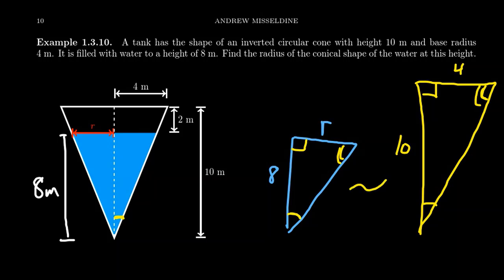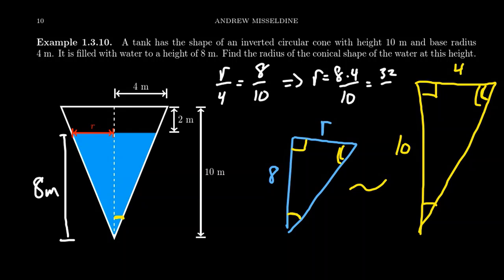So this tells us that R over 4 corresponds to 8 over 10, for which we can multiply both sides by 4. This would give us that R equals 8 times 4 over 10, which is 32 over 10, which gives you 3.2 meters as the radius of the water at this point in the tank.